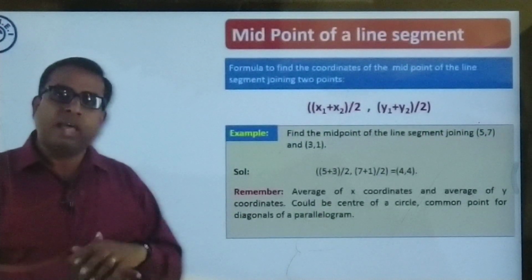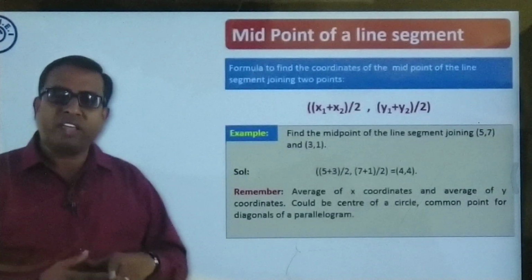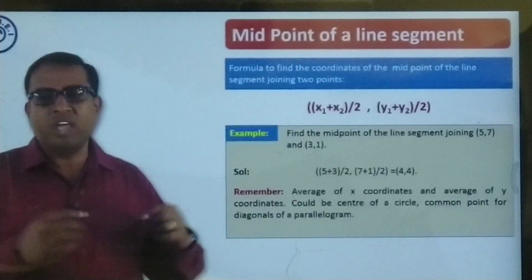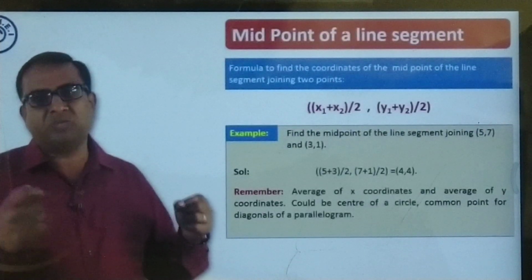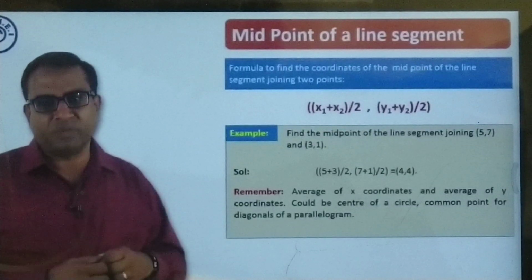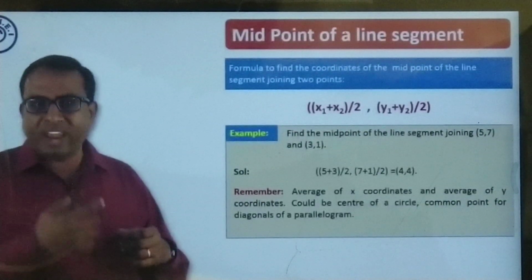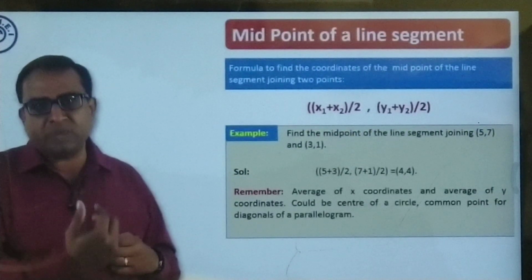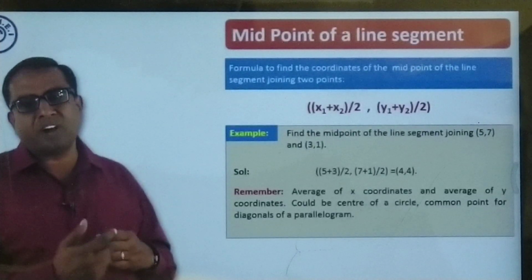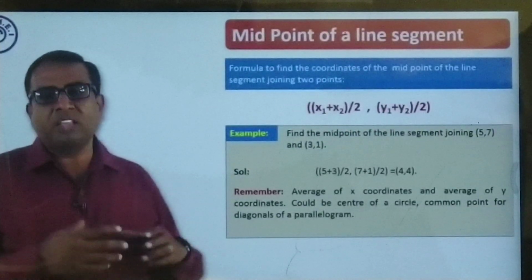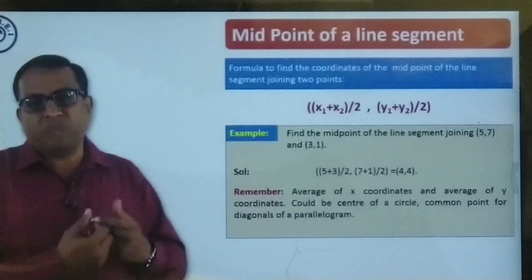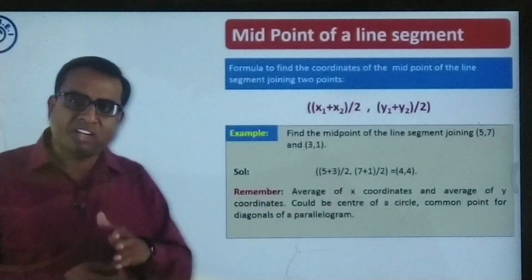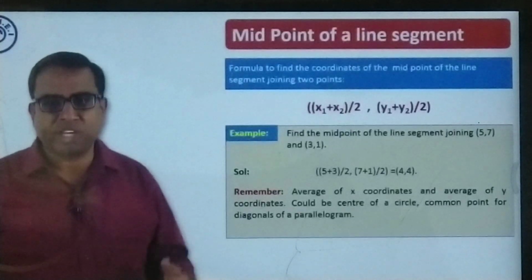Let's not forget that the midpoint can be appreciated as the center of a circle whose diametrical ends are given to us. So if you know the ends of the diameter of a circle, the midpoint of the diameter is nothing but the center of the circle. Likewise, if you know the ends of a diagonal of a parallelogram, you can find the midpoint of one diagonal. The midpoint of one diagonal will be the same as the midpoint of the other diagonal because diagonals bisect each other in a parallelogram. That means finding the midpoint of one diagonal is the same as finding the midpoint of the other diagonal. So the midpoint has these simple applications.